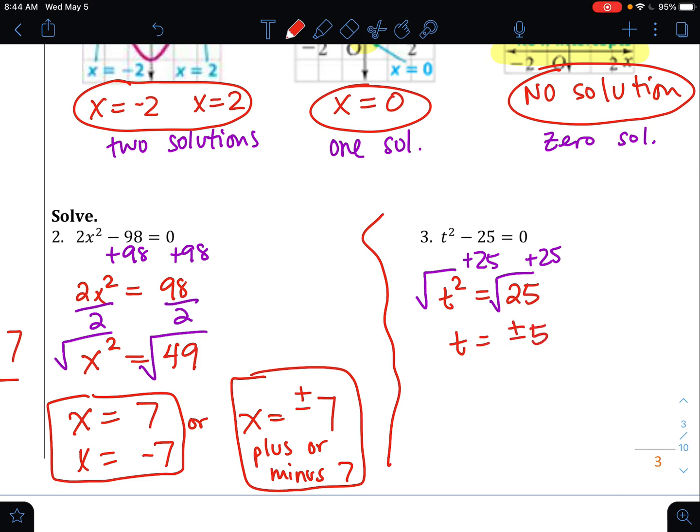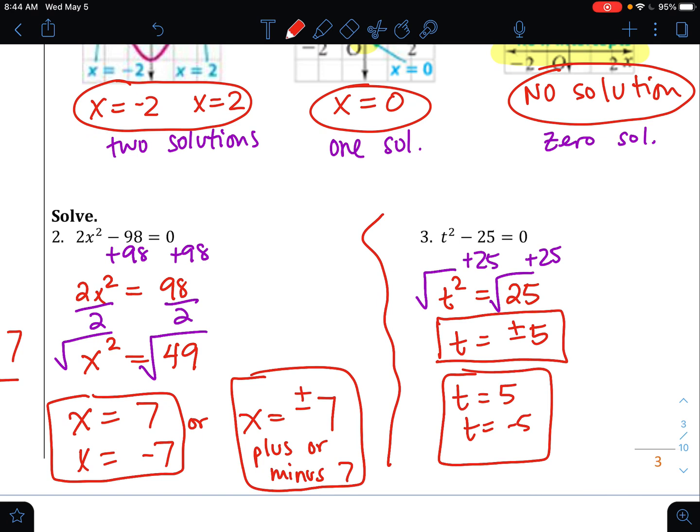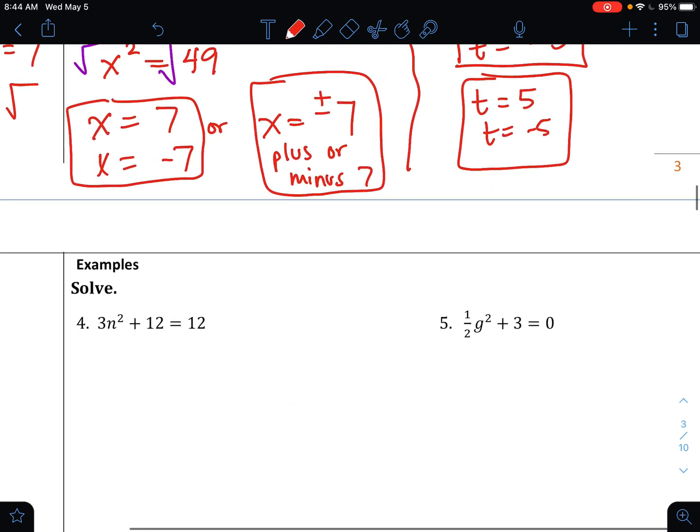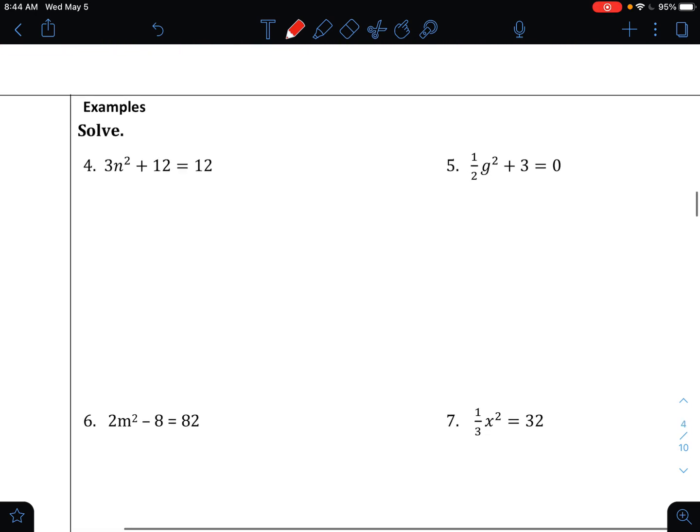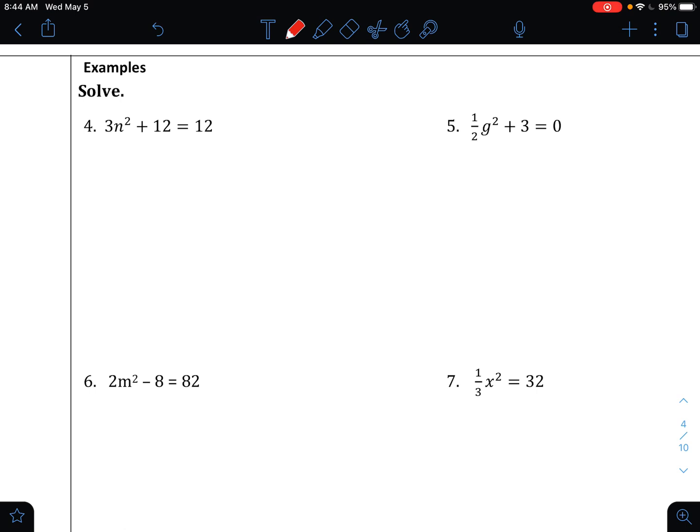So I'm going to write that either as plus or minus 5 on paper, or I could say t equals 5 and t equals negative 5. I'll kind of write them both out, but I want you to get used to seeing that notation of plus or minus. All right, let's keep going. So I would actually like you to try number 4 on your own. So if you would pause right here, work out number 4, and then come back to the video.